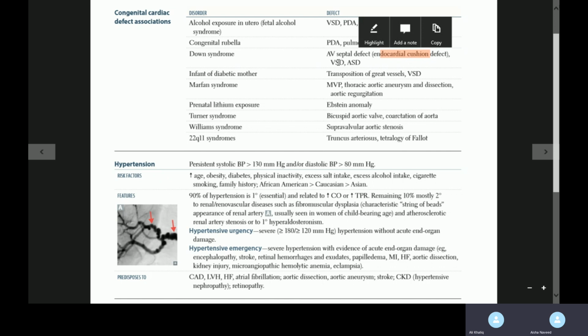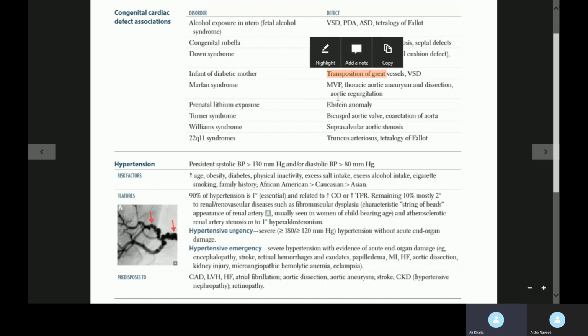The type of VSD associated with Down syndrome, the neural crest defect or the endocardial cushion defect is the membranous type of VSD, not the muscular type. VSD has two types, membranous and muscular. With chromosomal abnormality or endocardial cushion defect, it is the membranous type that develops. And with an infant of a diabetic mother, there is transposition of great vessels.